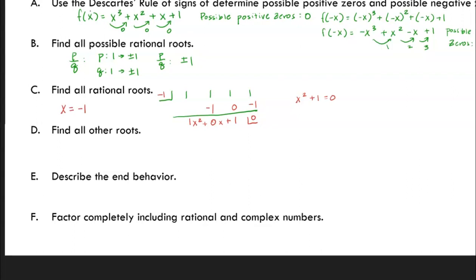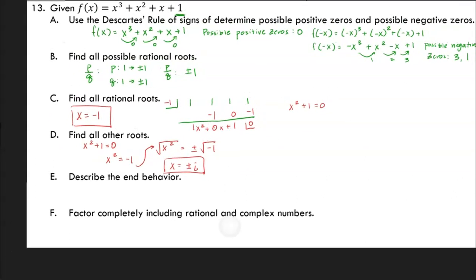The other roots are going to be imaginary. Find all the other roots. That's where x squared plus 1 equals 0 comes into play, and we're just going to solve. So x squared equals plus or minus the square root of negative 1. So x equals plus or minus i. Those are all the other roots.